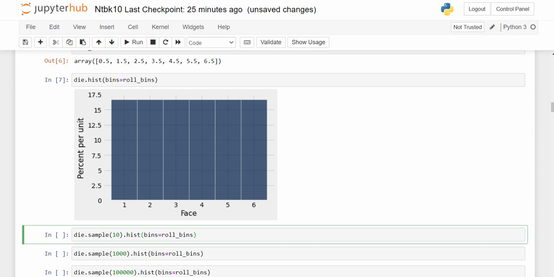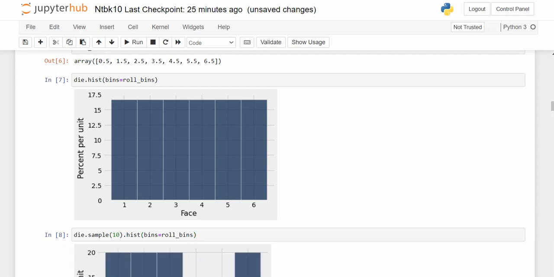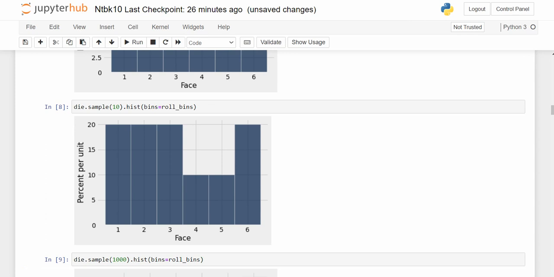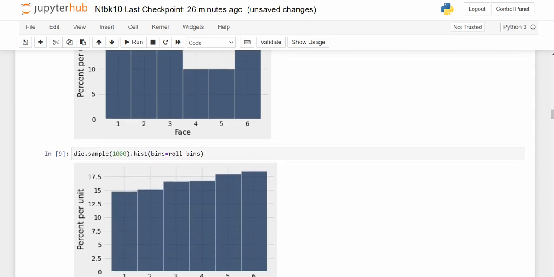So we do another sample and histogram of what happens with the roll bins, and we notice there's some weird stuff here. Okay, so then we do a sample of size 1,000, and notice that the probabilities aren't perfectly flat, but they're getting a lot flatter, right? So as we go up to 1,000 trials in our sample, the results look much more like the original distribution.